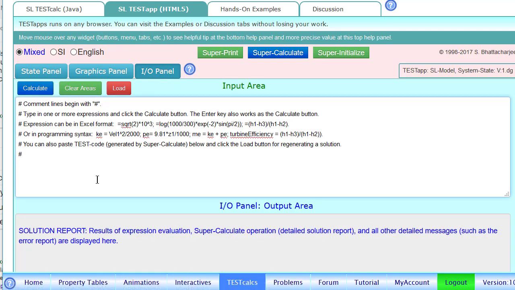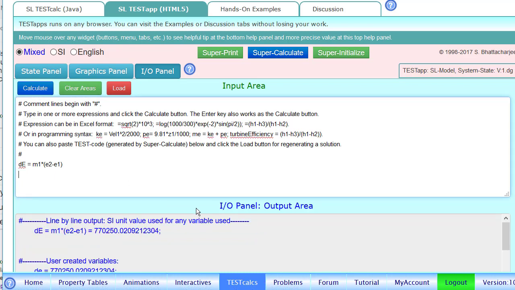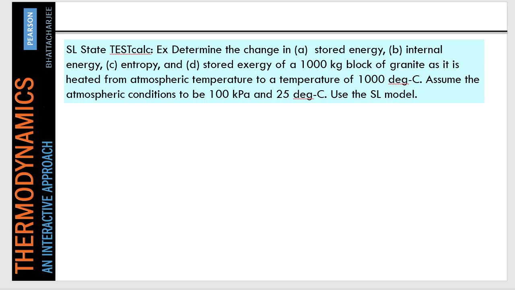So in the I/O panel, I'm going to type DE. You can use any variable. I just chose DE because I think it's the easiest. And then, like I said, we need to multiply it by mass to get it into kilojoules. And then it's going to be E2 minus E1. Then you're going to enter or calculate, and down in the output area, you'll get your answer. And we get that the change in stored energy is 770,250 kilojoules.